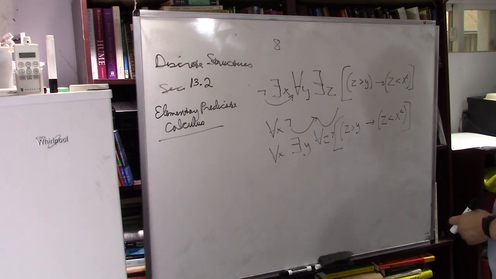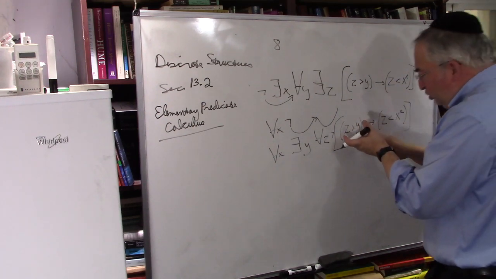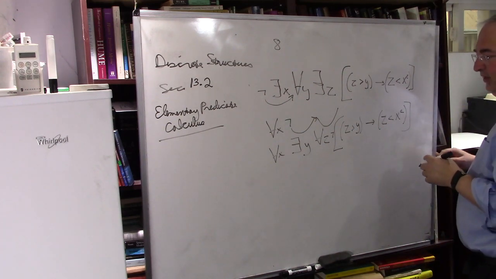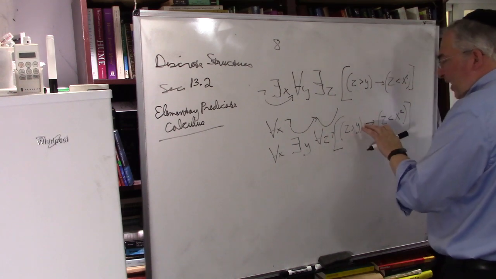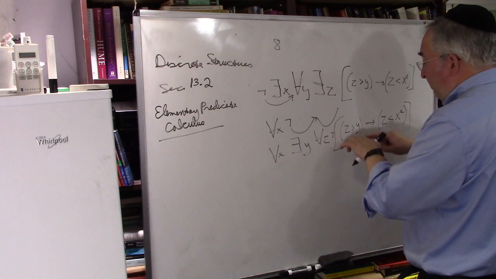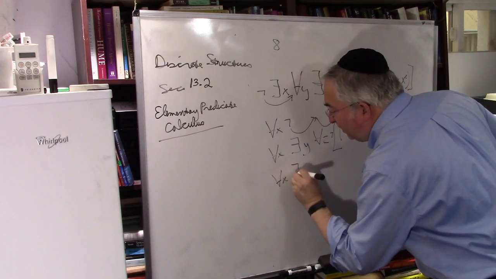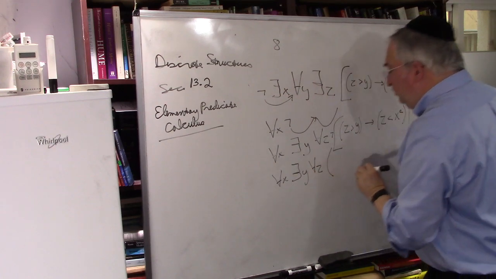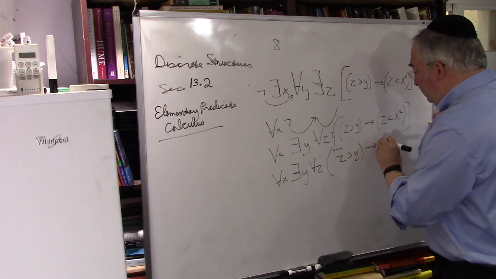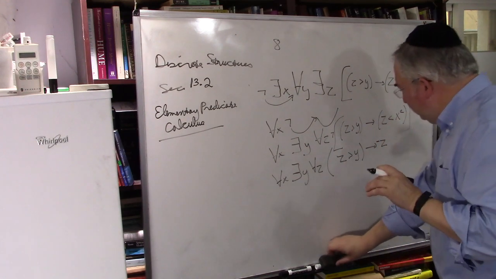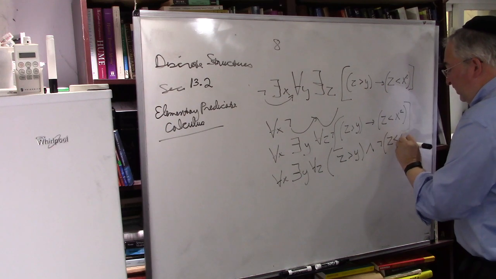What does it mean that the arrow should be false? Well, it means that this is true and this is false. We want this statement, we're saying the arrow is not true, which means this is true and this is false. That's the only way. So we're going to write this as follows. For all x, there exists a y such that for all z, z greater than y is true, and it's not true that z is less than x squared.